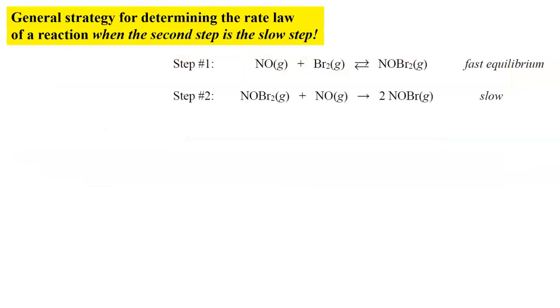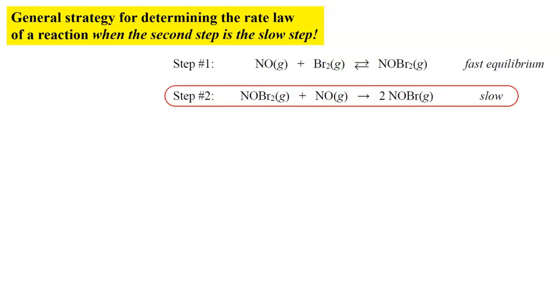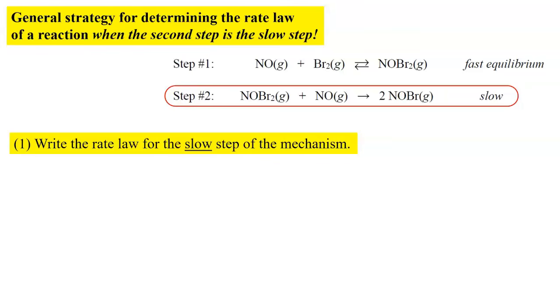What I'm going to present on the next few slides is a strategy that I had presented in a video for topics 5.4 to 5.11. So we're going to focus on a general strategy for determining the rate law of a reaction when the second step in the mechanism is the slow step, and the first step is a fast equilibrium. So I have identified on this slide a step 2, which is the slow rate determining step, and now I'm going to write the rate law for step 2, the slow step of the mechanism.